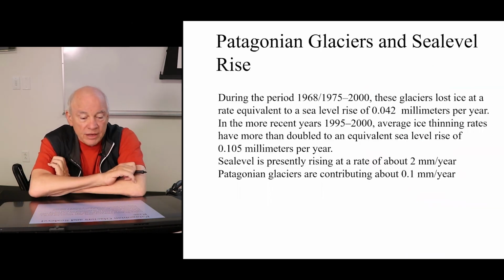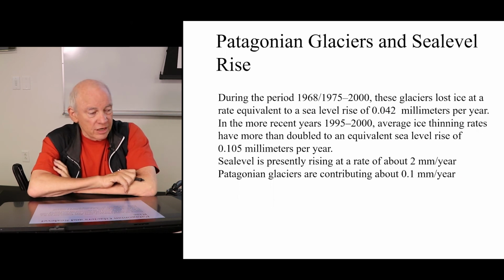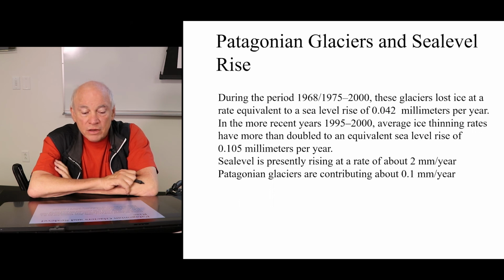Now, the shrinking of the Patagonian glaciers is going to have an effect on sea level. Sea level rise is a concern because many cities are right at the coast, but the Patagonian glaciers contain a relatively small proportion of all of the ice that's on the continental ice sheet.